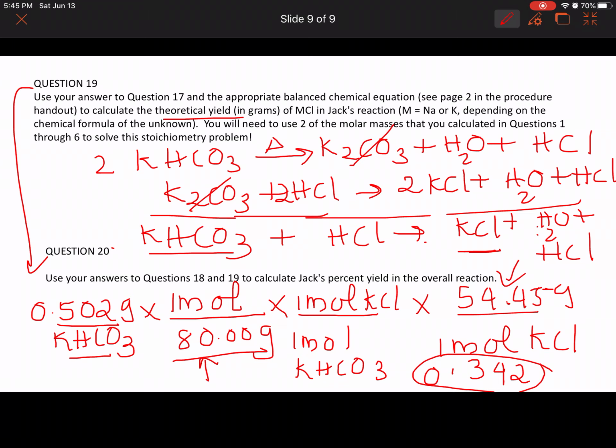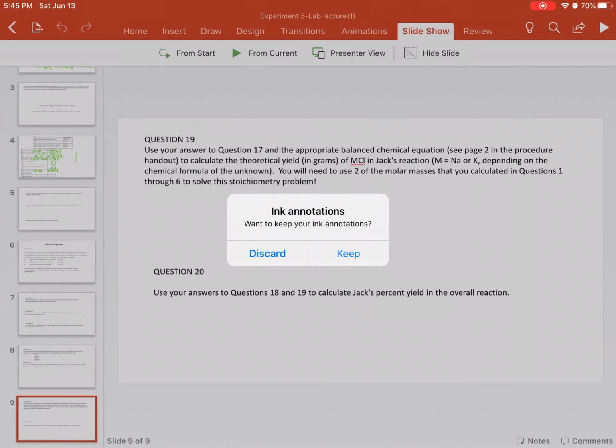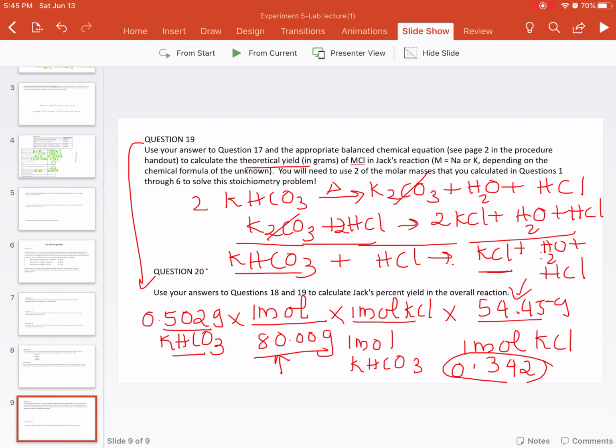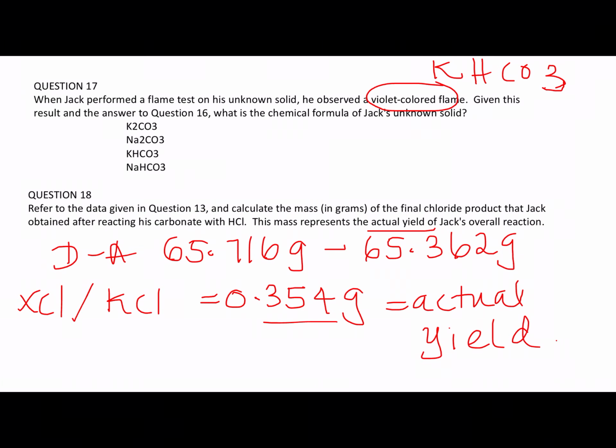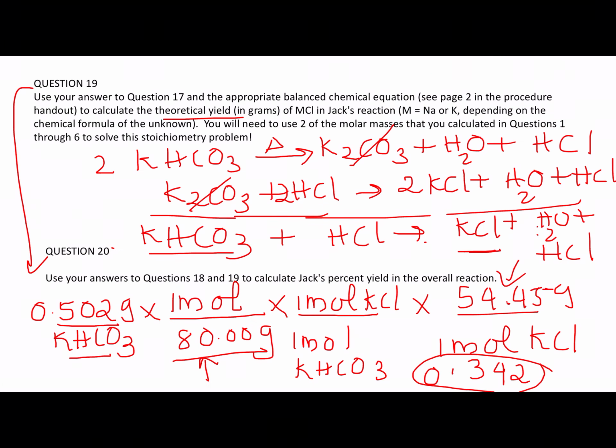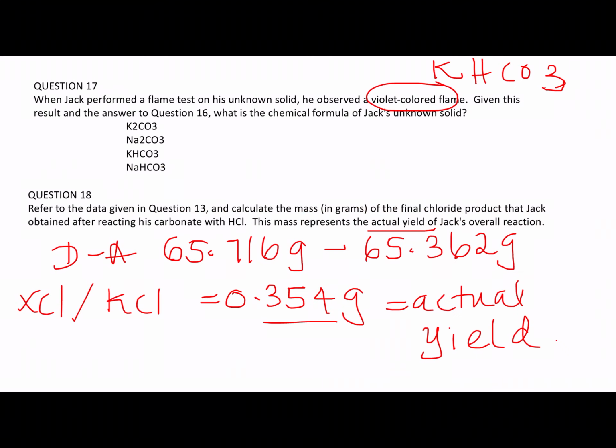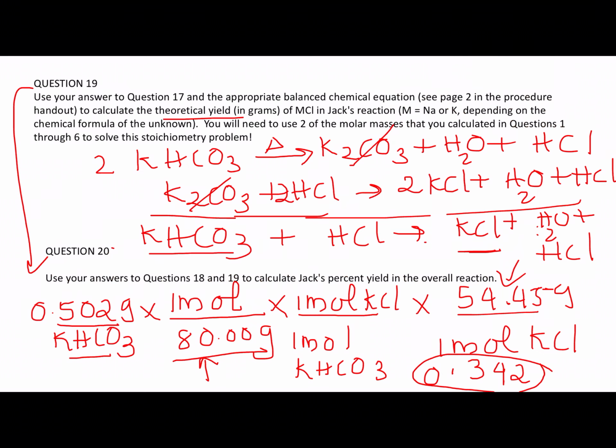And what was the actual yield? Oopsie. And then the actual yield was 0.354. Something wrong. So how come actual yield is more than the theoretical yield? This is 0.354. I may have done a calculation wrong somewhere, but you got the idea.